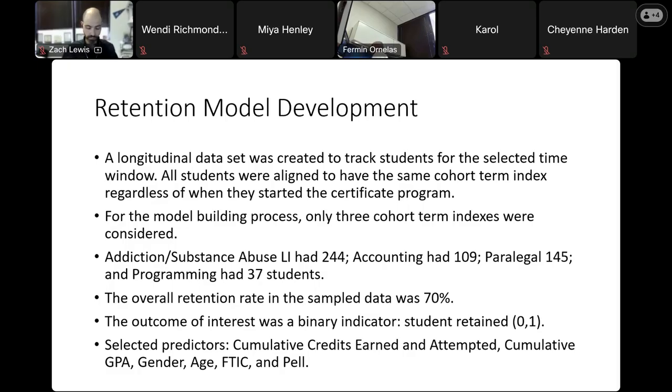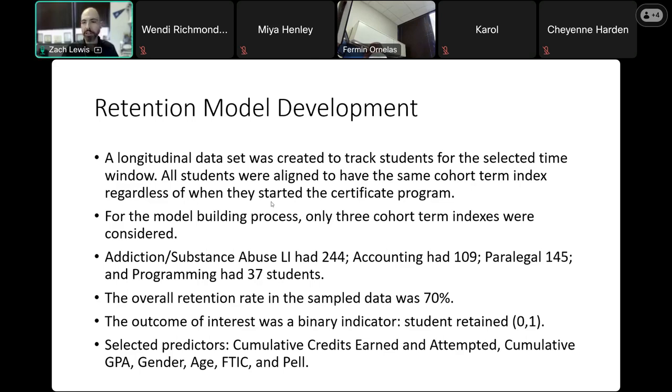The predictors that were in the model were cumulative credits earned, cumulative credits attempted, cumulative GPA, and indicators for gender, age, first time in college, and Pell. Can we go to the next slide?